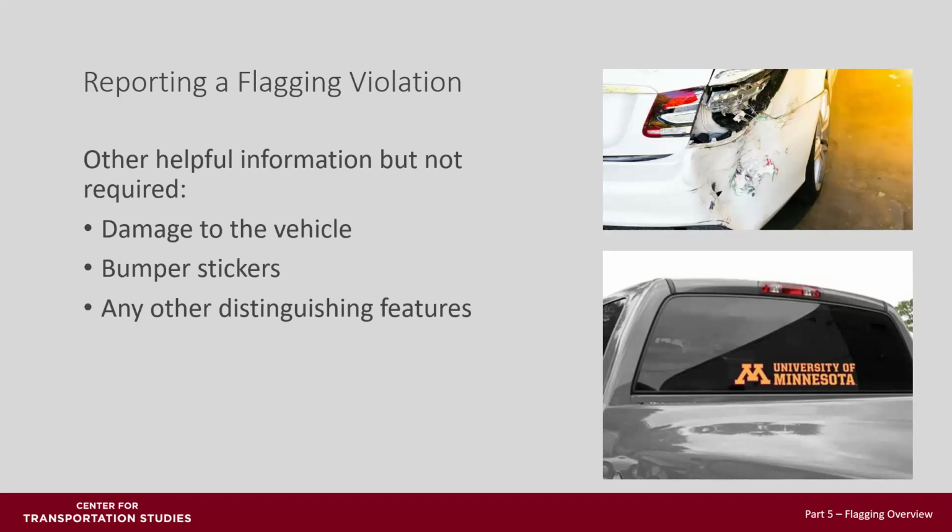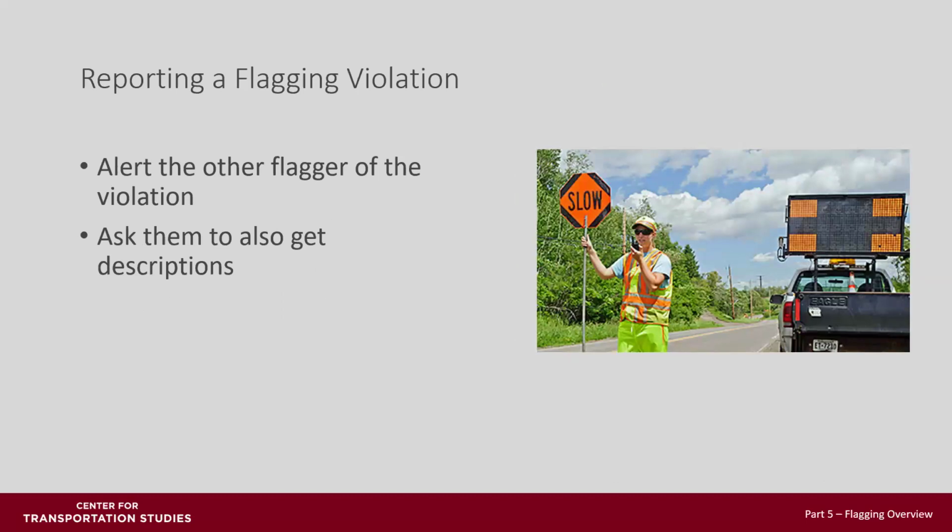Other information that is helpful but not required is if there's any damage to the vehicle, bumper stickers, and other distinguishing features of that vehicle, which would help law enforcement identify that vehicle. There's not much time to gather all the information to aid in this. Alert the other flagger. Have them get information if you might have missed it when they pass by the other flagging station.